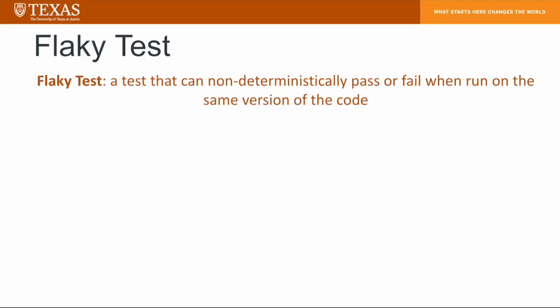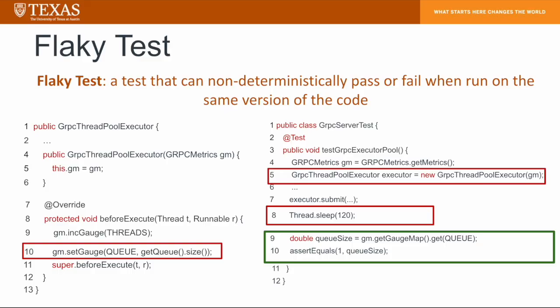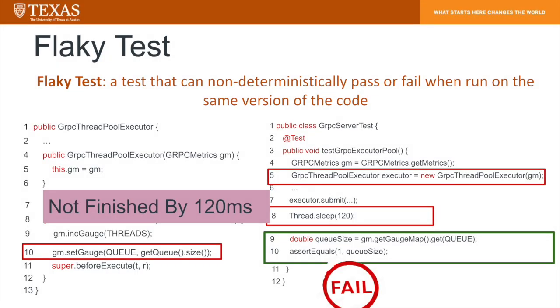The issue of flaky tests in asynchronous execution is quite common due to the non-deterministic nature. In the example shown here, test gRPC executor pool needs to wait on line 10 in gRPC thread pool executor to finish processing, and it allows 120 milliseconds to wait. setGauge increments some values that the test asserts later on. However, if the task is not finished in that time, the values will not be updated. This makes setGauge the critical point because if the test does not wait adequately, it will fail.